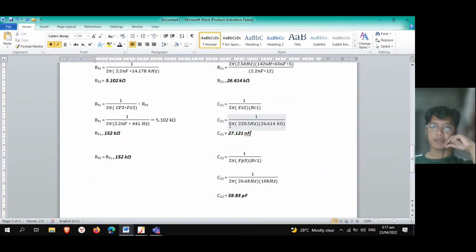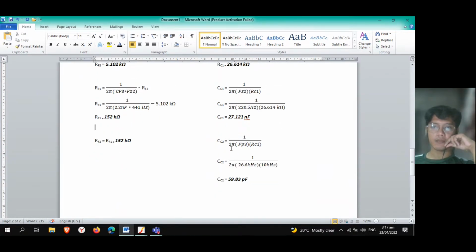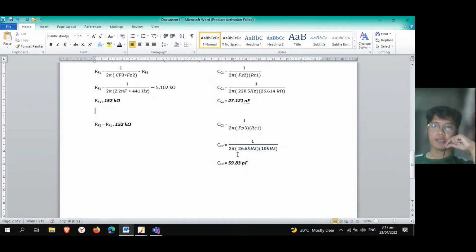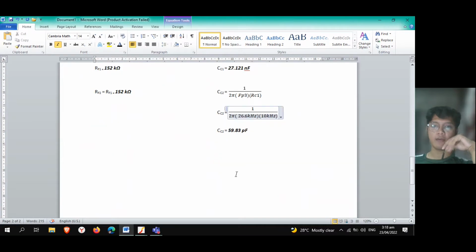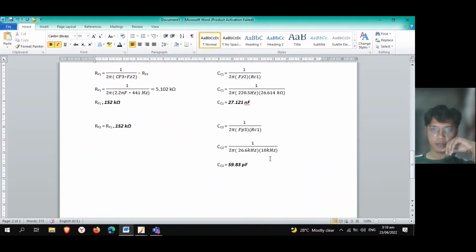To find CC1, the formula is 1 over 2 pi times FZ2 times RC1. Substituting, our CC1 is 27.121 nanofarad. And for CC2, it is 1 over 2 pi FP3 RC1. Substituting the values, we get 59.83 picofarad. So, that's it.